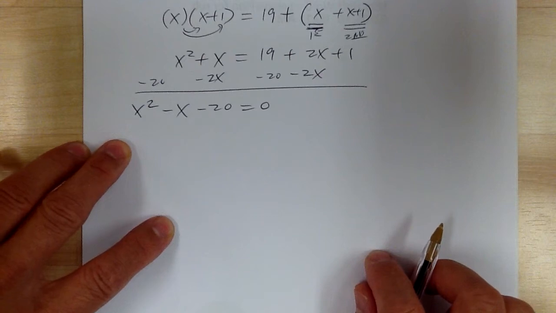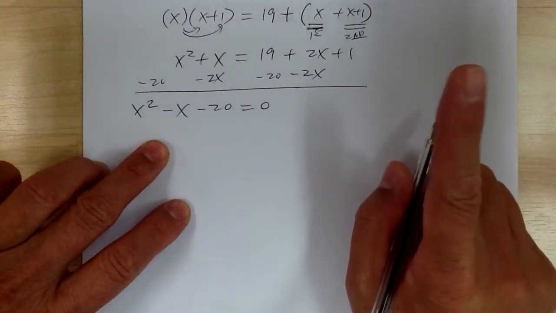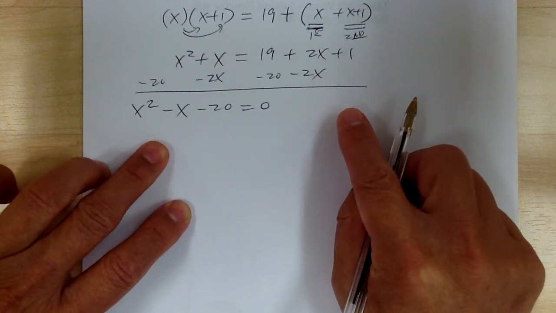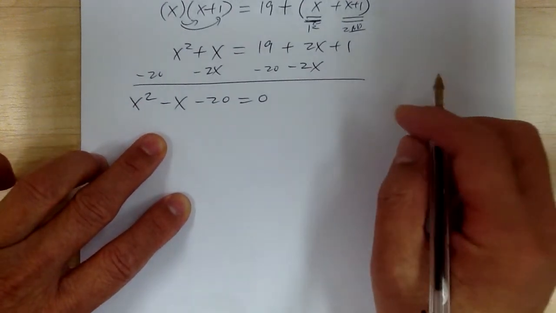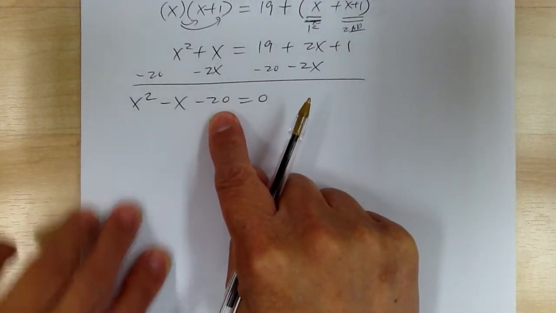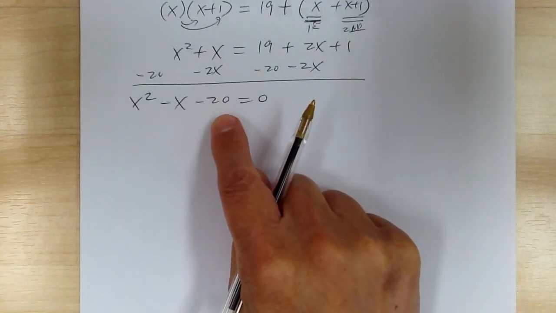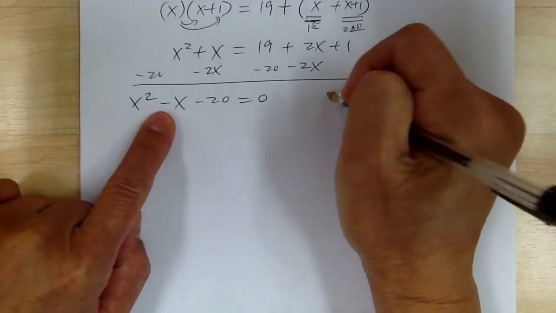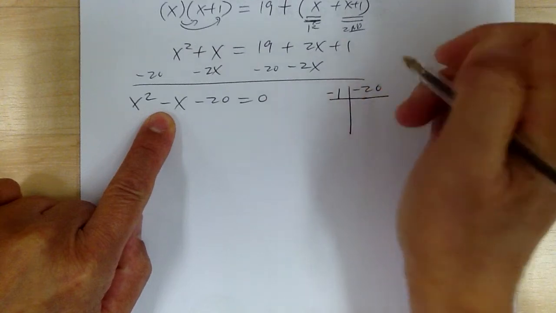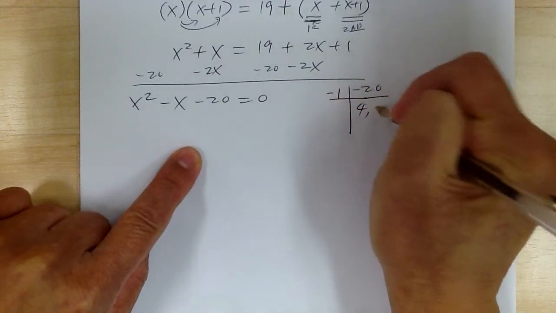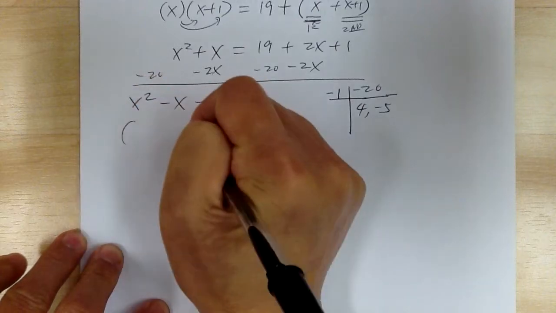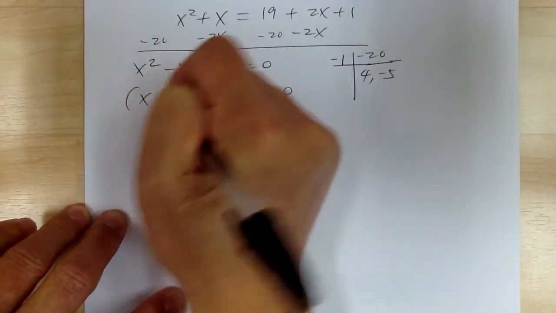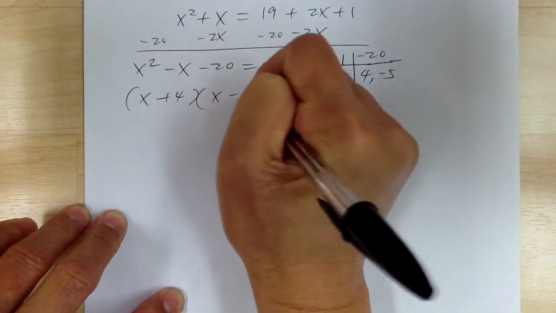Step 1, common factor, cannot. So you go to step 2, special factor, perfect square, cannot. So you go to step 4, master product. Your master product would be negative 1, negative 20. So you're going to get 4, comma, negative 5. So you're going to get x plus 4, x minus 5.